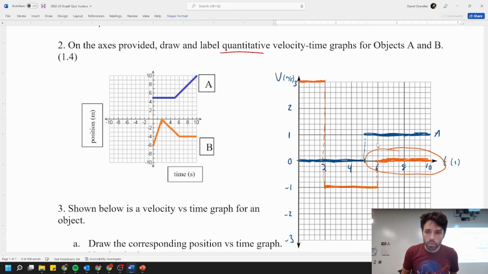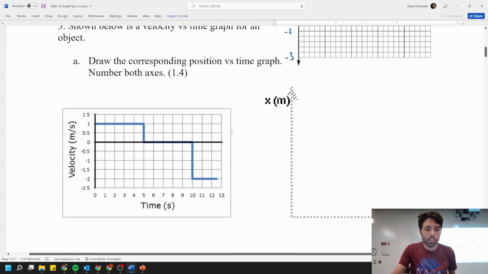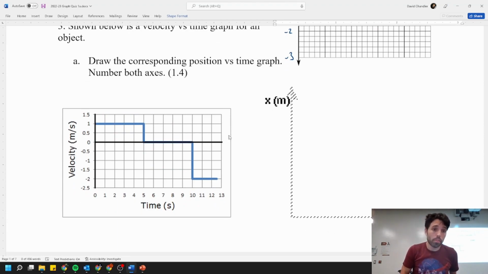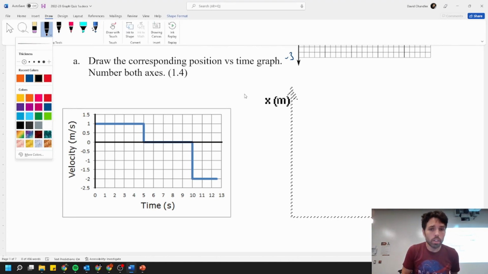So hopefully you can follow those steps and see what you did wrong, or maybe celebrate if you got it right. Shown below is the velocity time graph for an object. All right, so now I'm going to do the flip. Now I'm giving you the velocity time graph. I want you to draw the position time graph. I'm going to get back to my black marker.